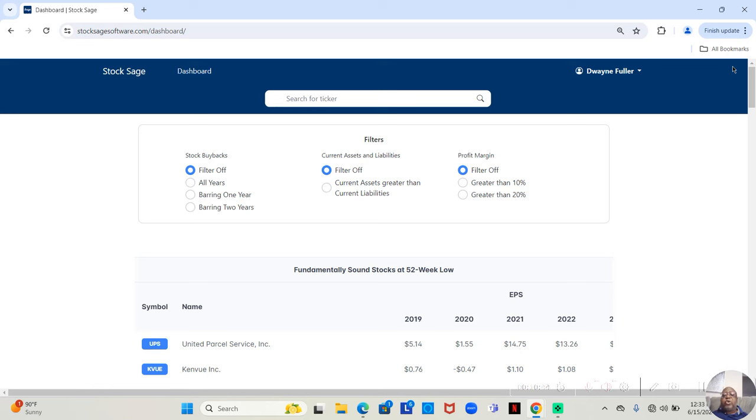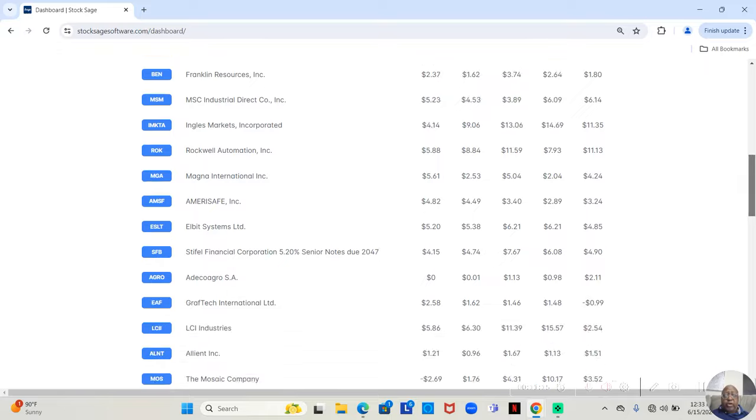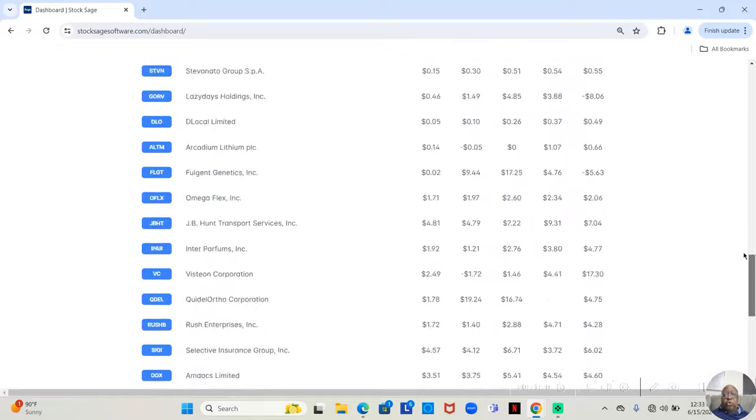However, if we also want a balance sheet where the current assets are greater than the current liabilities, the app doesn't automatically do that. But if we go to this filter right here, current assets and liabilities, and we change from filter off to current assets greater than current liabilities, now it only brings up the companies where the current assets are greater than the current liabilities, which makes the list not much, but a little shorter.